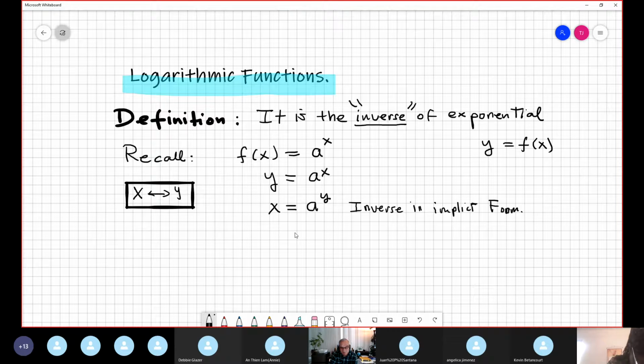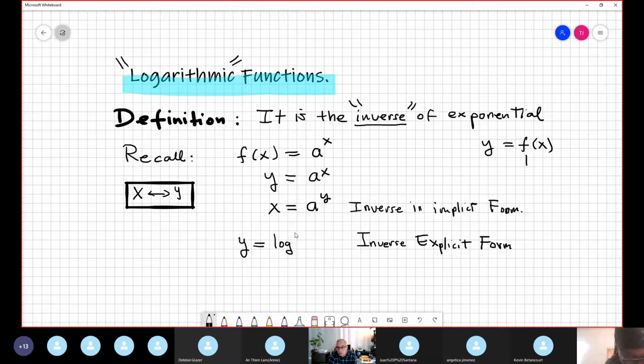Implicit form is not a clear form. It's not clear, confusing. So I need the inverse in explicit form. It's more clear. Explicit means solve for y. So when you solve for y, you apply a new notation. You put the name of the function, logarithmic, you put log, is the name of the function, similar to the function notation, no? The name is here f, the name is log.